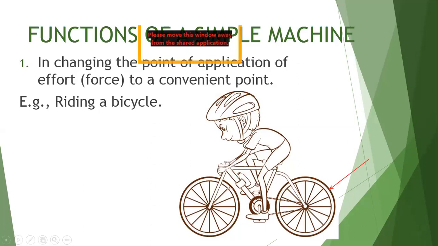You are applying a force. Where are you applying the force? Look at it. You are applying the force on the pedal. Yes or no? So you are applying the force on the pedal, and due to the application of force on the pedal, you find that the pedal moves, and the pedal is connected to the wheel with the help of a chain, and due to that, this wheel is moving.